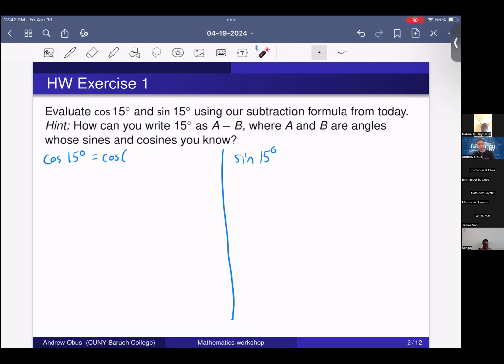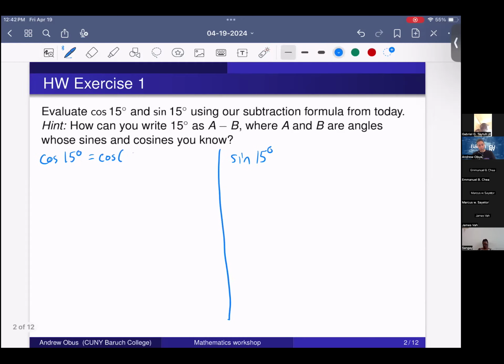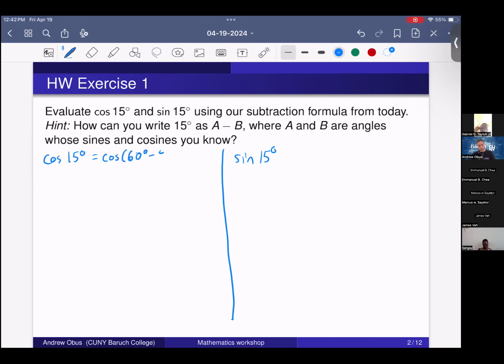60 and 45. Yeah, so 60 and 45, that'll work, right? So 60 degrees minus 45 degrees. And now we can use the formula that we know. So remember, cosine is going to turn a minus into a plus in this formula. So that's cosine of 60 degrees times cosine of 45 degrees plus sine of 60 degrees sine of 45 degrees.